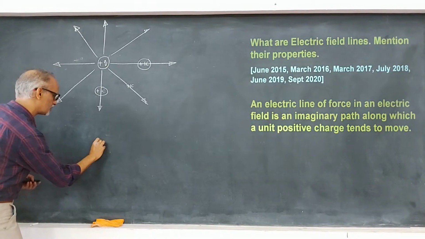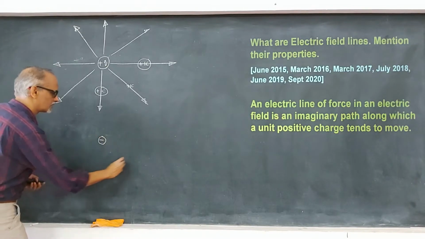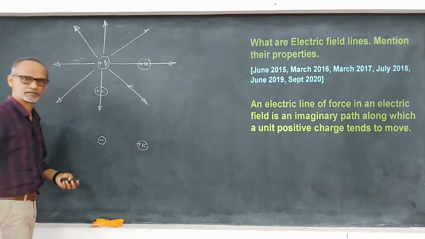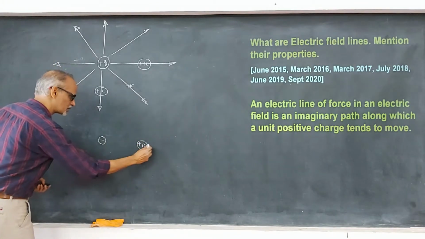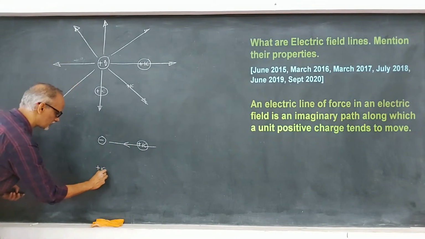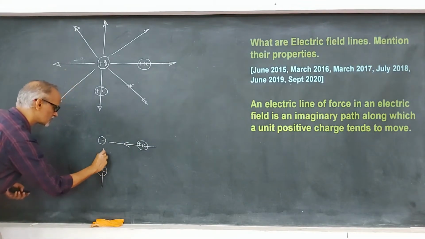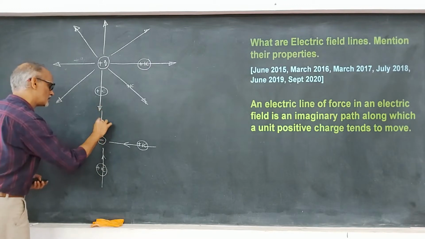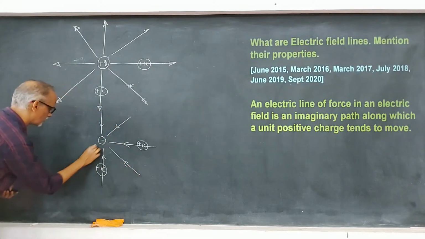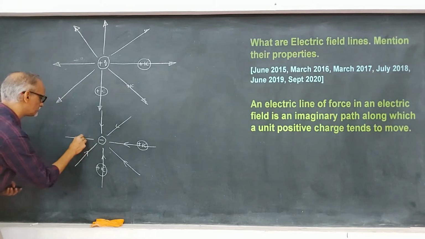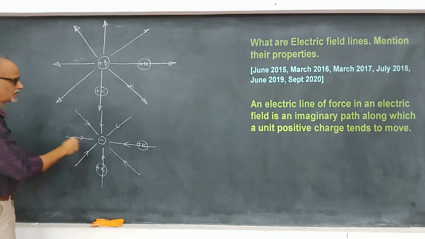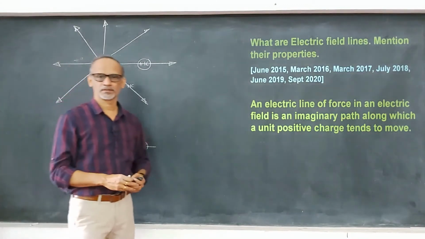What if the charge is negative? Then place a unit positive charge and see in which direction it tends to move. It tends to move in this direction. So, draw the line of force like this. Place plus 1 coulomb. In which direction does it tend to move? It moves in this direction. So, draw the lines of force like this. So, this is the line of force around a negative charge.